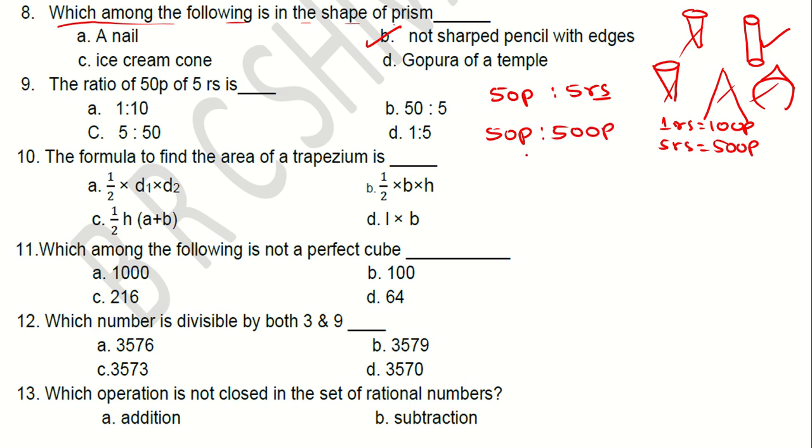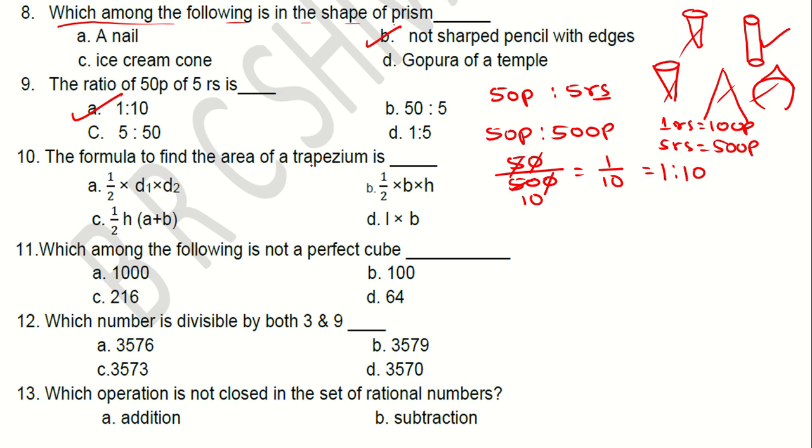Both are paise. Then we have to simplify this. That means 50 divided by 500. The ratio can be written like this also. The zeros get cancelled, 5 ones are 5, 5 tens are 50, that is equal to 1 by 10. So we can write that as 1 is to 10 also. Therefore option A is the correct answer.